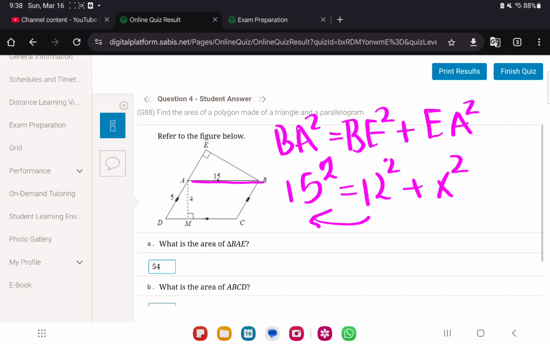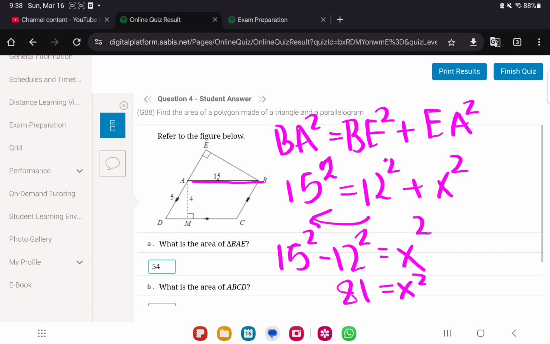Move this to the other side. It becomes 15 squared minus 12 squared equals x squared. Let me do it on my calculator. 15 squared minus 12 squared is 81, equals x squared. So radical 81 is 9. So our x equals 9, which is our EA. EA is equal to 9.